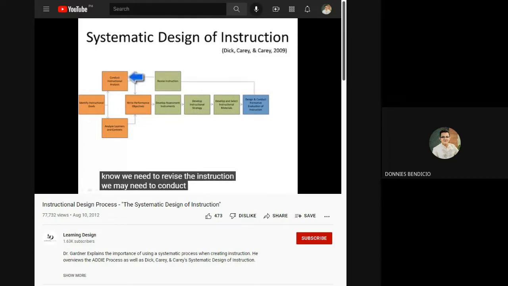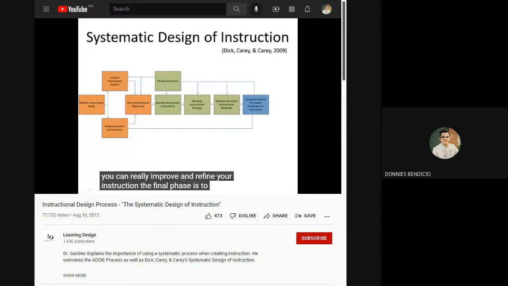We may need to conduct another instructional analysis or write some more performance objectives that are more focused on the learners. We may need to develop new assessment instruments or instructional strategies. We might need to develop and select different materials. And we may even need to reanalyze our learners and their contexts. In this way, the systematic design of instruction allows you to revisit steps or phases so that you can really improve and refine your instruction.